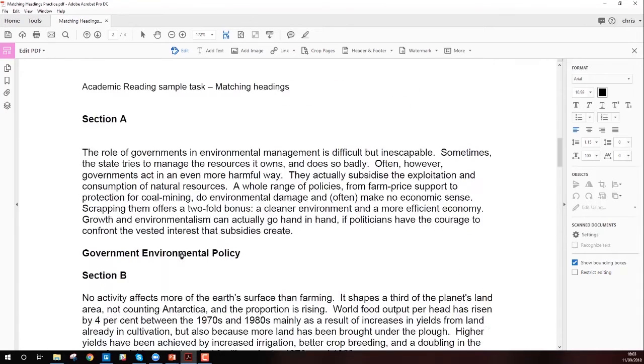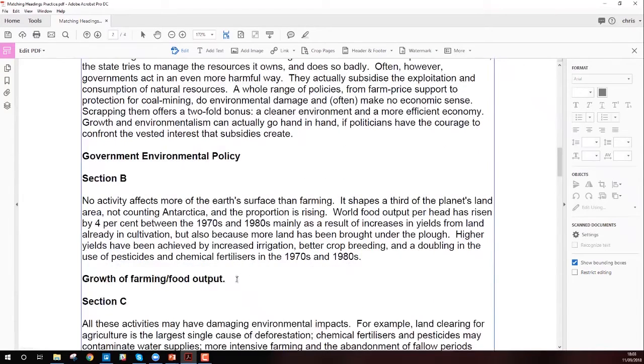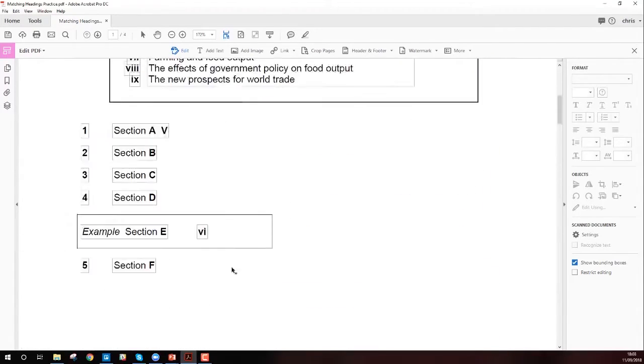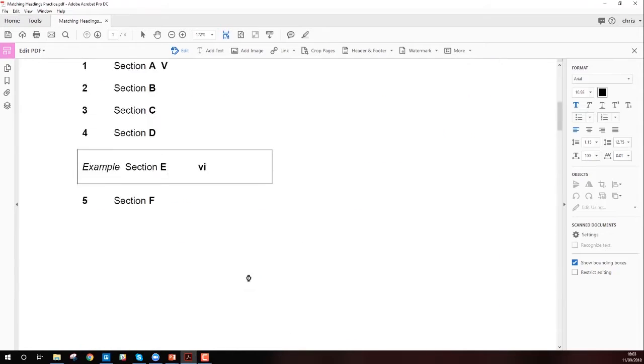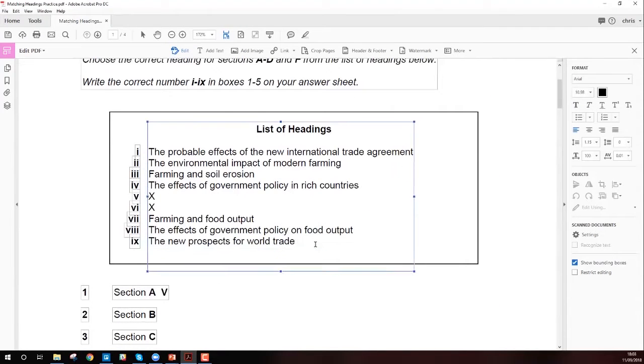All right, so B. Growth of farming and food output. So to make it easy, so I don't have to go scrolling up and down for the purposes of this lesson, I'll move this up here. Okay, growth of farming. No. Maybe. No. No. Farming food output, nearly exactly the same. Maybe. The effects of government policy on food output, maybe. The new prospects of world trade, no.